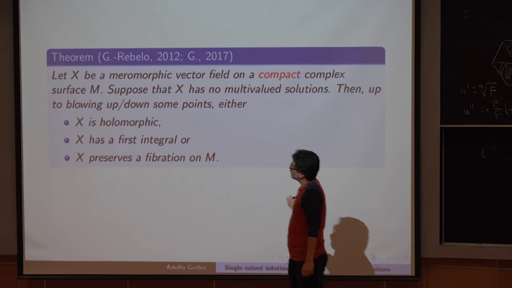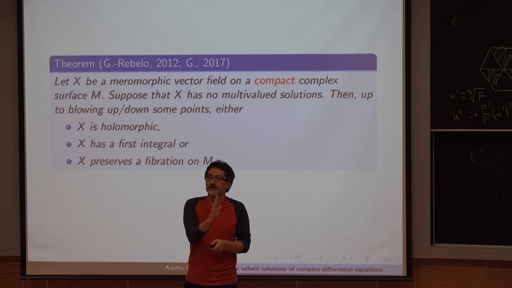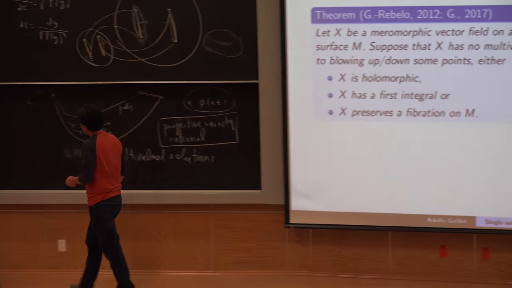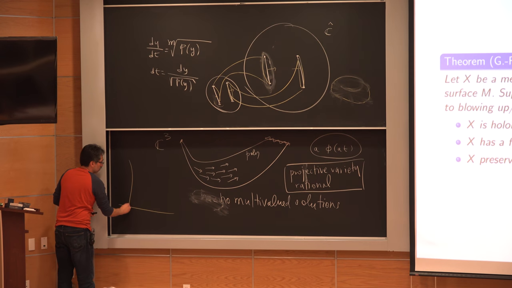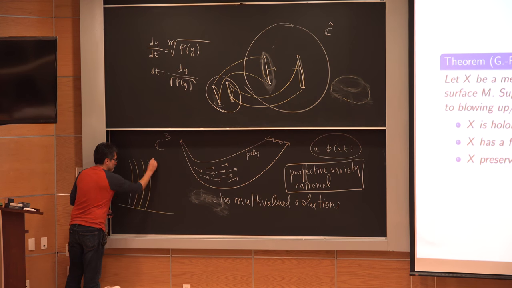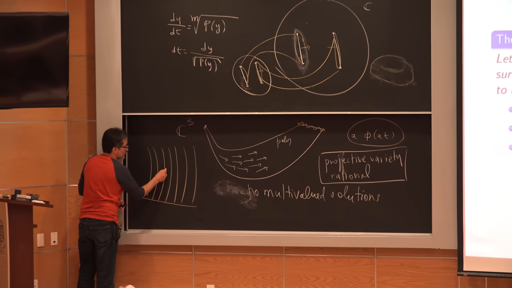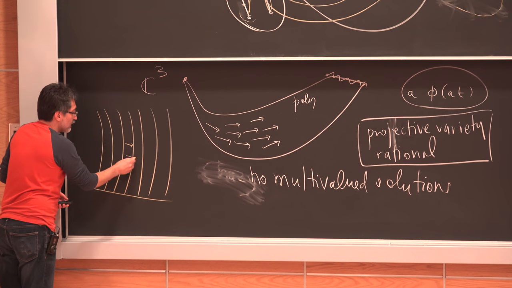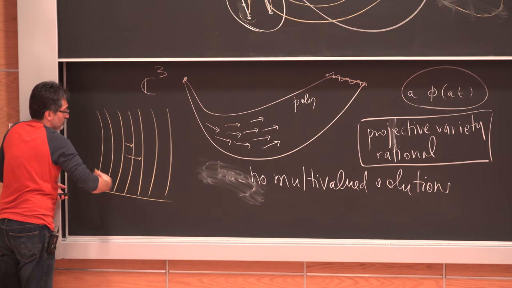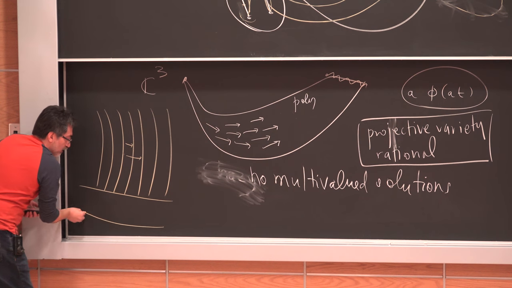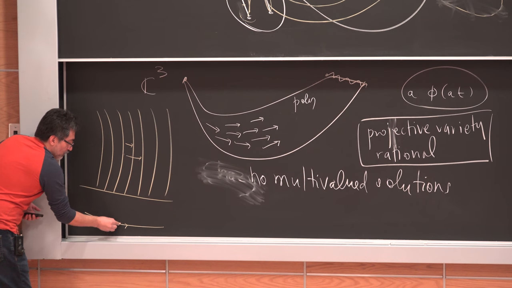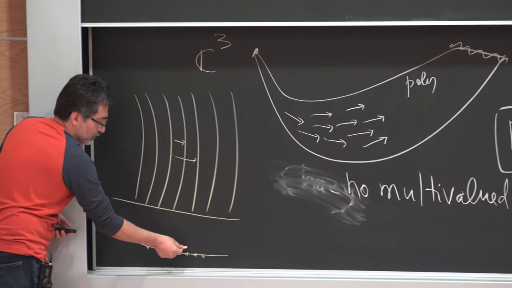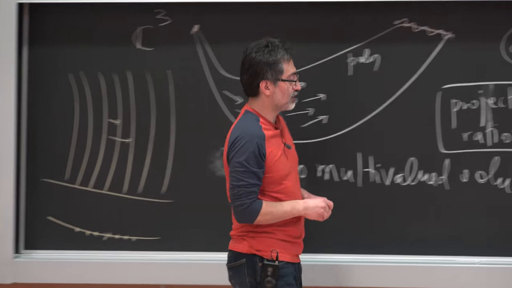And the third possibility is that your vector field preserves a fibration. This is, we have a family of curves in our surface. And then what our vector field does, it moves one of these curves into the other. And it acts not really on this surface, but in fact, it actually acts on the curve given when each curve here is identified to a point. So you can think of this as a separation of variables.